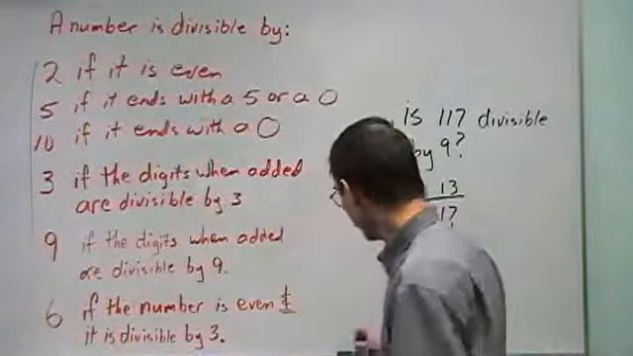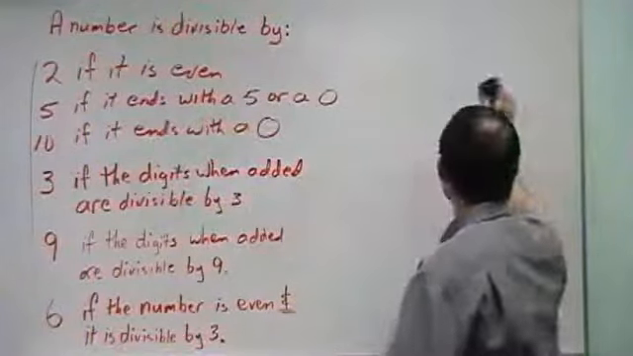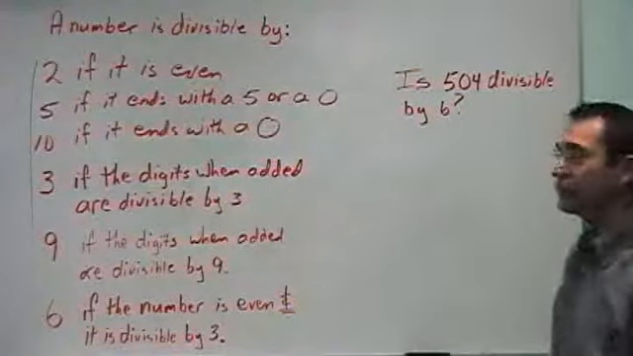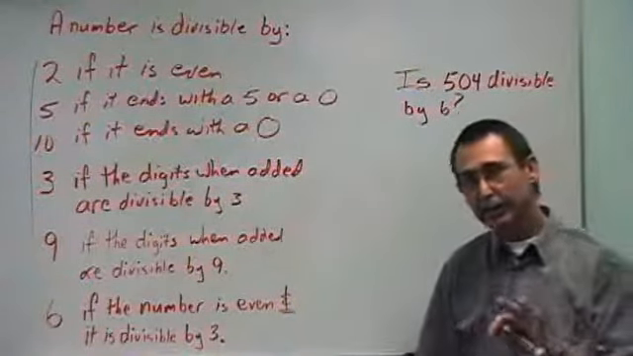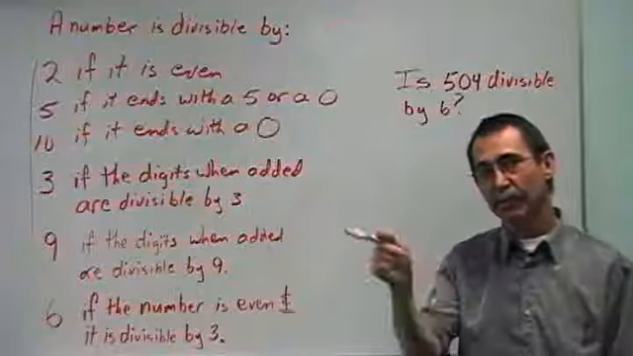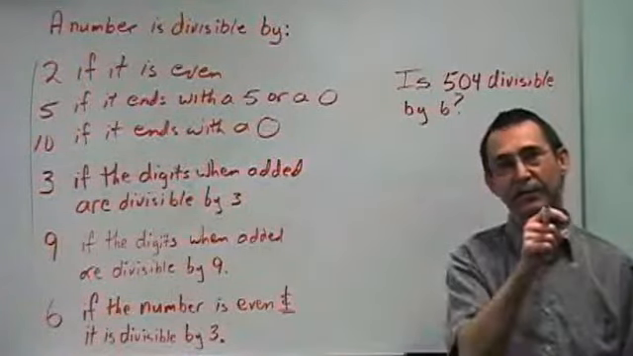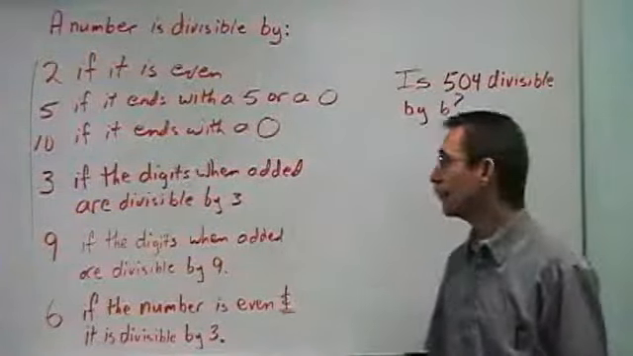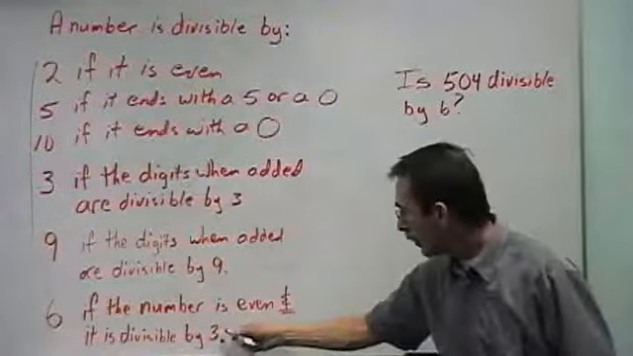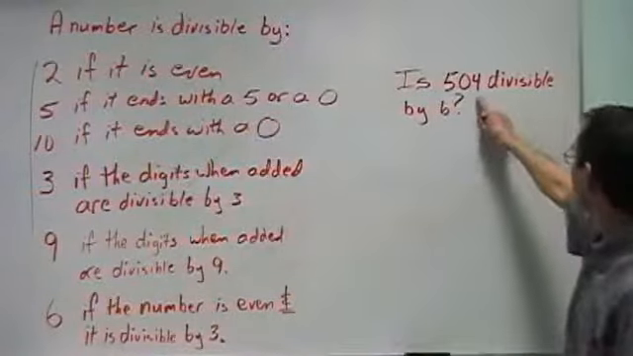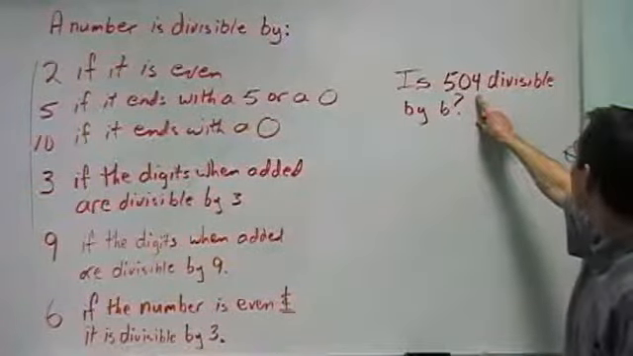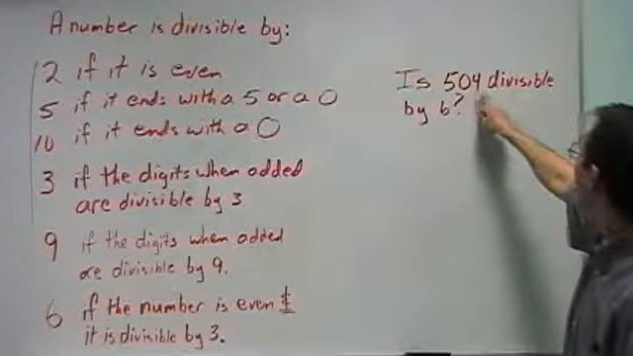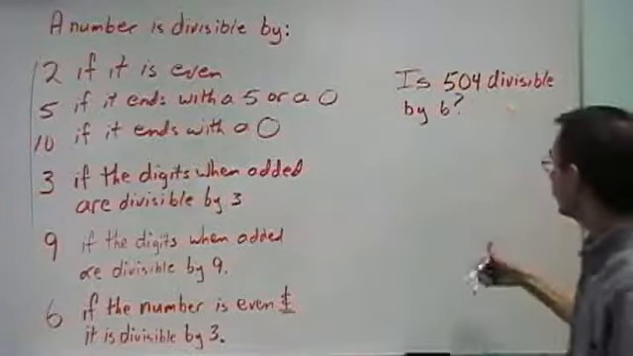Okay, I'll give you one example. Is 504 divisible by 6? I can tell you that yes, it is. I can go 504 divided by 6, and I will have 0 remainder. I'll show you the calculation in a minute, but I just want to relate it to my list. Is it even? Yes, it is. Is it divisible by 3? Yes, it is, because 5 plus 0 is 5, plus 4 is 9. Let me just verify.